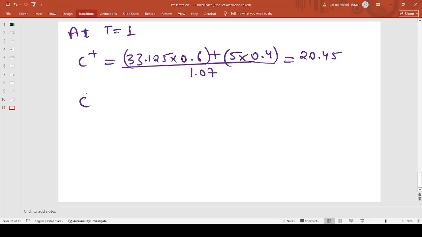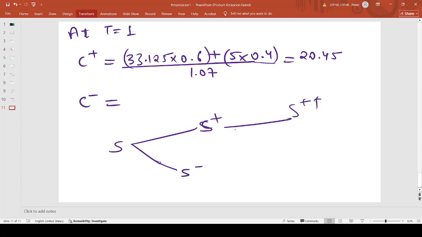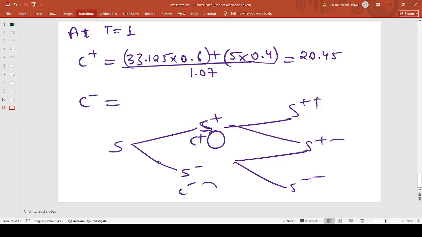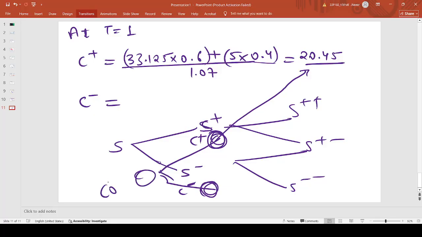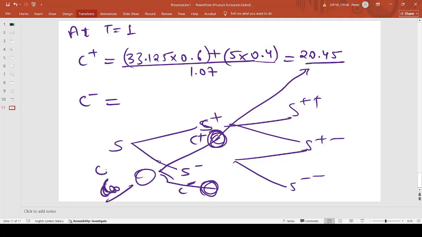C minus, which is basically these nodes are there. This is one, then this is another node, then this is S plus plus, S plus minus, S minus minus. So here this is C plus, C minus. We are calculating these values, and this one is 20.45. This value will come as C minus, and then using these two values and applying probabilities, we will come to C0, or just C.